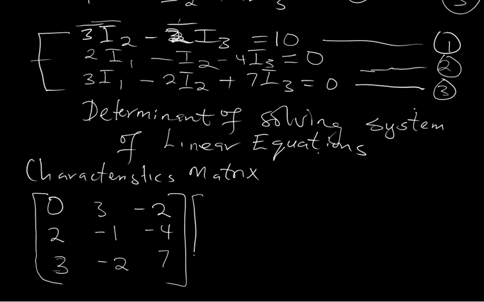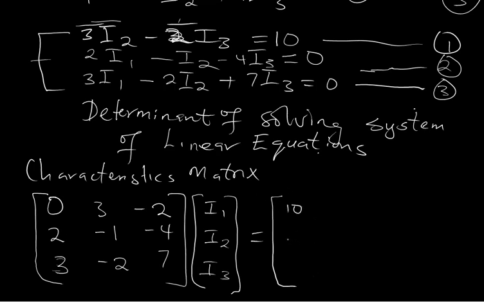Then I separate the variables into a column matrix, also arranged in order: I1, I2, and I3. It is equal to the constants on the right-hand side of the equation, which are 10, 0, 0. So this is the characteristic matrix, the matrix form of this equation.